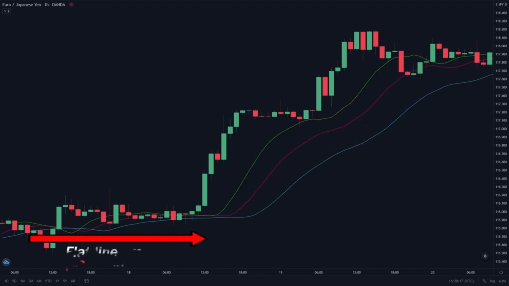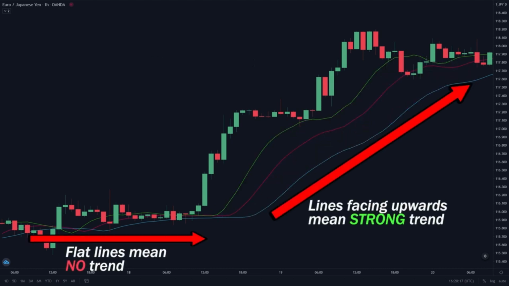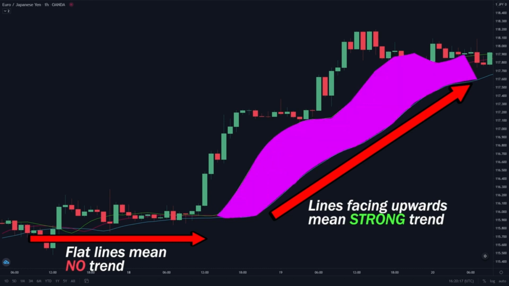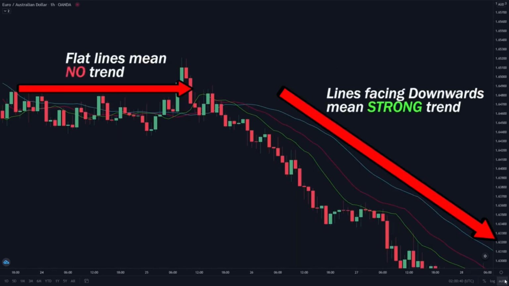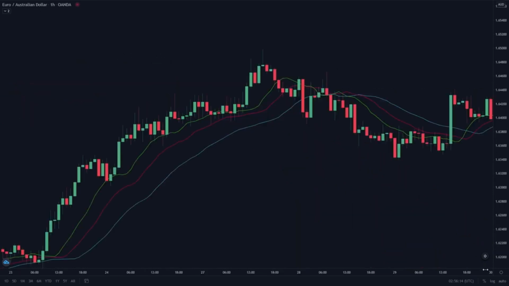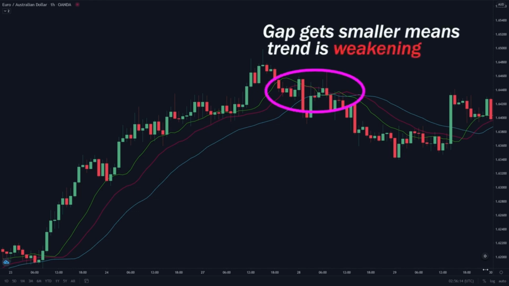Usually, the direction of the lines also determines how strong the trend is. If the lines are spread apart and heading significantly upwards, it means the price is in a strong uptrend. And when the lines are facing a significant downwards direction, it means it's in a strong downtrend. The Alligator can also indicate if a trend is weakening. As a trend comes to an end, the lines will come closer together, indicating that you should be prepared to close your position.